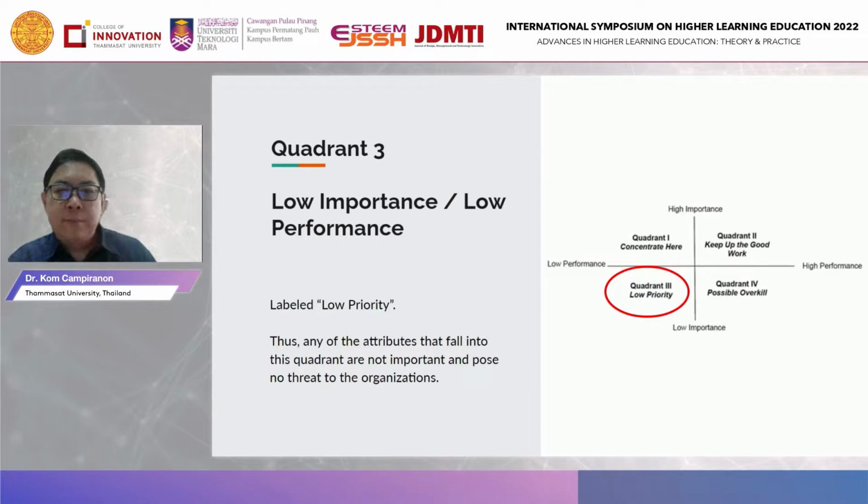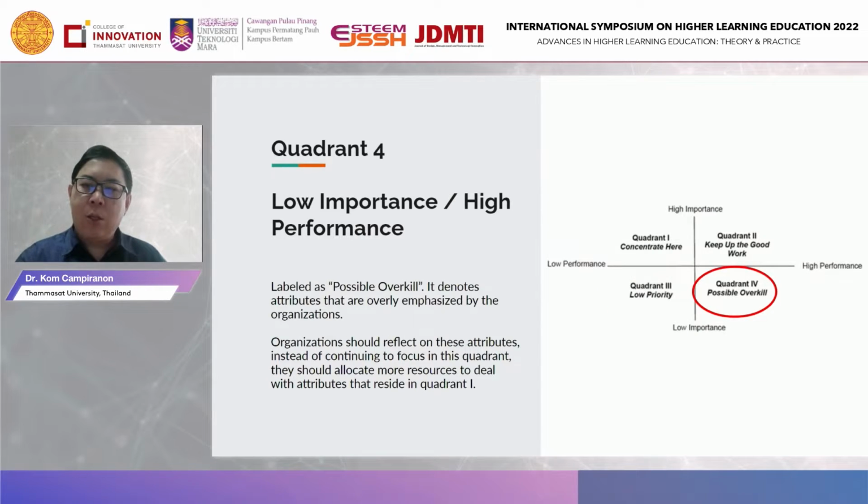So the last one is on the lower right corner, possible overkill. It means that we do have a high performance, but customers think that it's not important, right? So we are actually spending too much time doing something that customers don't think is important, right? So this is possible overkill. So you have to reduce your effort a bit, right? So that you can concentrate more on the top left corner.